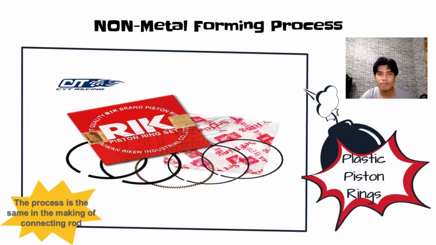For the non-metal forming process, we have selected to create a plastic piston ring. The process is the same as in the making of the connecting rod. The only difference is we use liquid plastic to create the piston ring. Usually, a plastic piston ring is suitable for a compressor piston. For a car piston, we need to use a piston ring that is made from steel or iron.